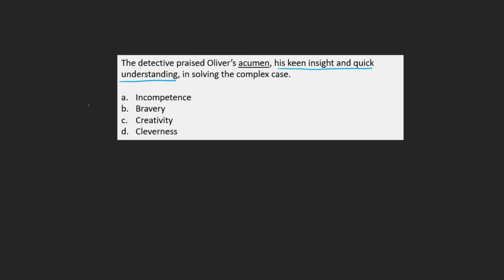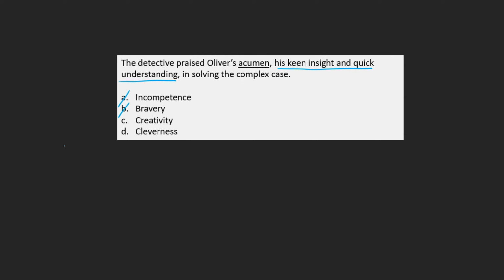Now we can take another look at our choices and see which one most closely matches the definition of keen insight and quick understanding. Incompetence is almost the opposite of this and can be marked as incorrect. While bravery could be something the detective would praise Oliver for, it doesn't match the definition we're looking for and can be marked off as well.